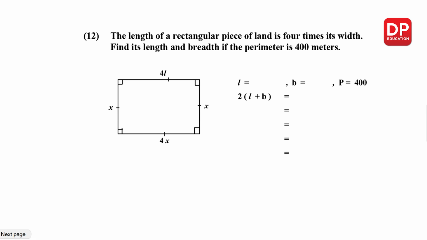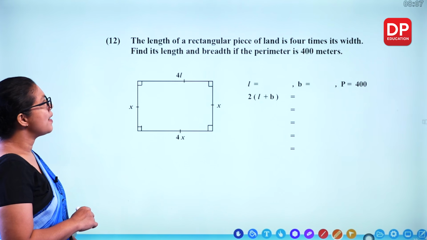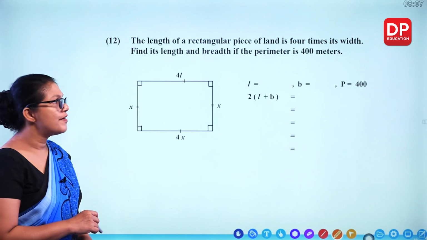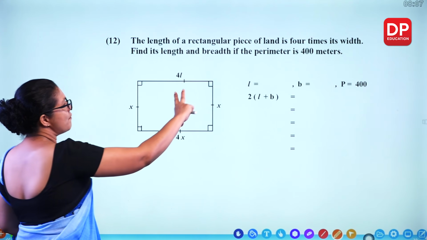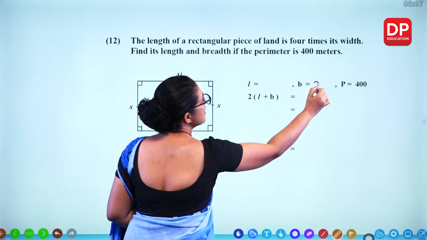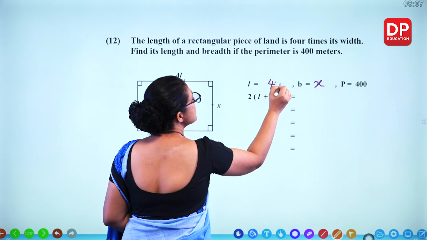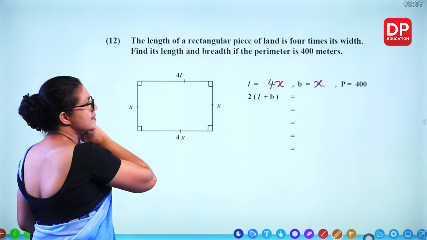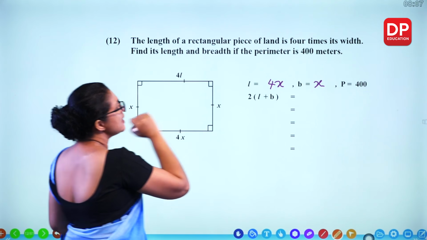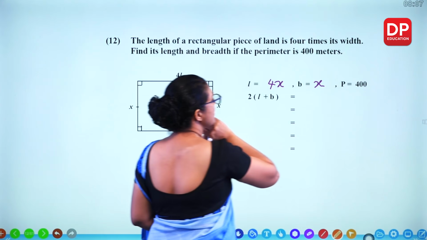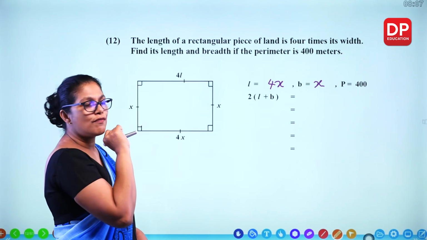The length of a rectangular piece of land is 4 times its width. Find its length and breadth if the perimeter is 400 meters. Now, if breadth is x, this is 4 times, that means 4x. What's the perimeter? 400. That's given.